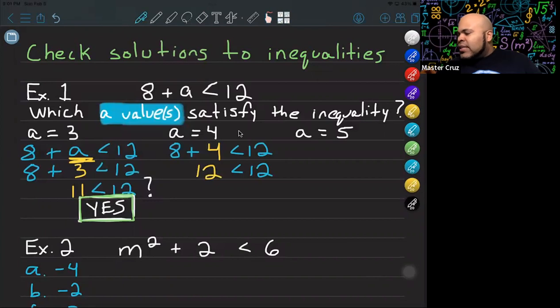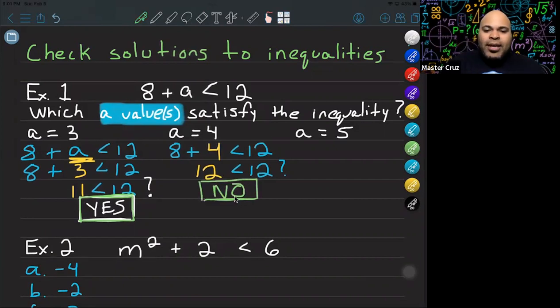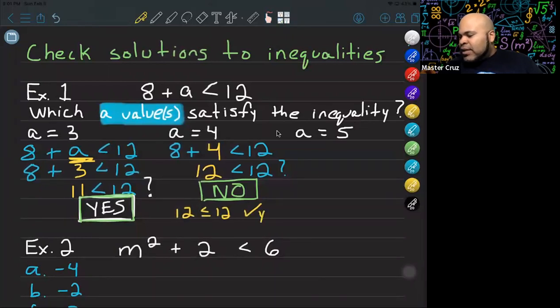And the question is, is this a true statement? Is 12 less than 12? Well, the reality is that 12 equals 12, but 12 is not less than 12. So in this case, the answer is no, this is not a true statement. Now if, and this is an if, you had that 12 is less than or equal to 12, then this would be a yes. But that's not what the problem said. Therefore, the answer for a equals 4 is no.